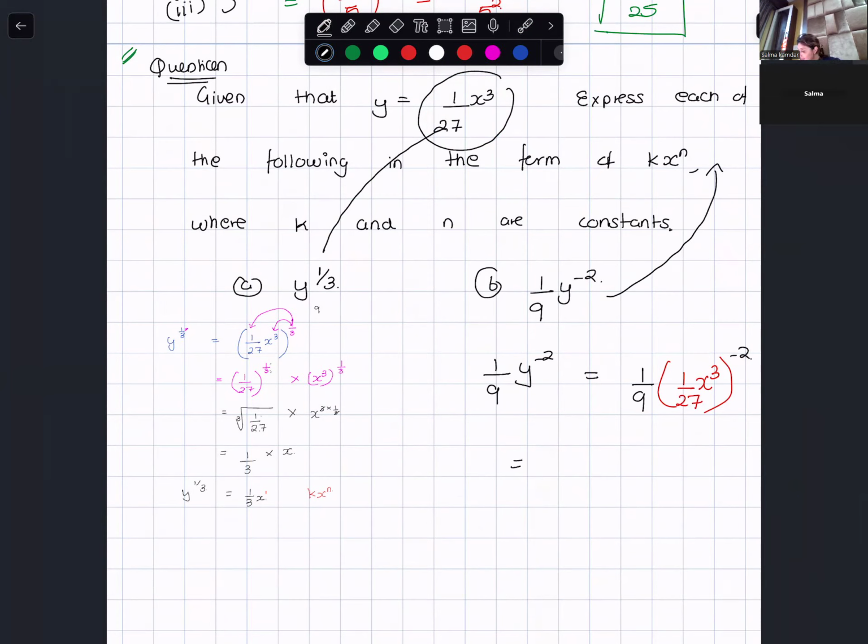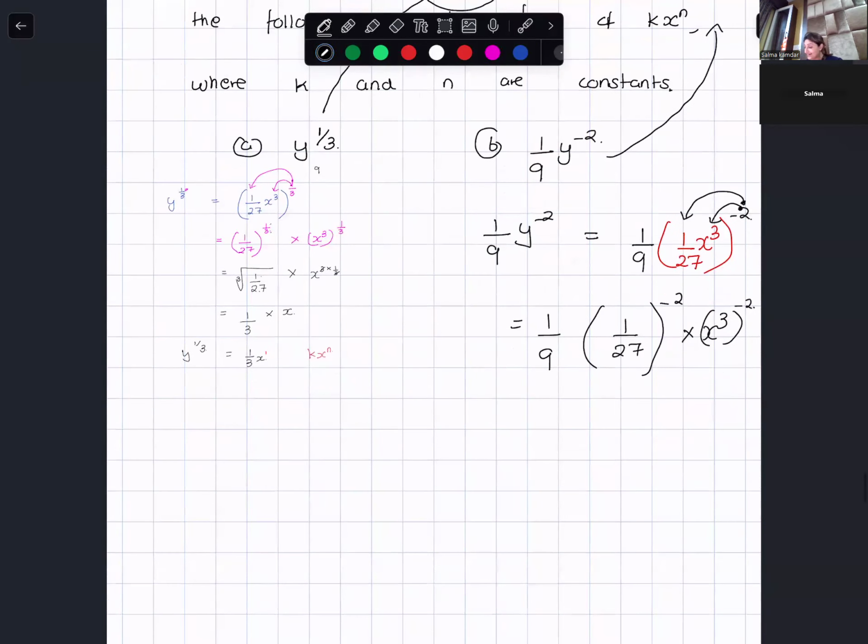So minus 2 would go to this, minus 2 would go to x. So this will become 1 by 9 multiplied by 1 by 27 raised to minus 2 into x cube raised to minus 2. When it is negative, negative involves reciprocal. So this will become 1 by 9, and if I want to change this negative to positive, it will become the reciprocal. So it will become 27 square, and this would be x raised to 3 into minus 2, that is x raised to minus 6.